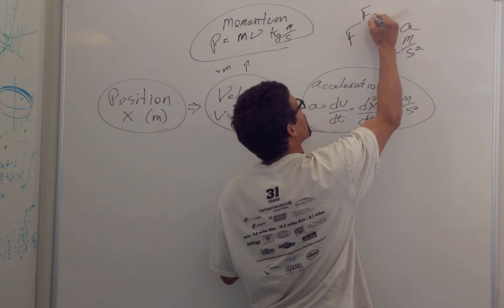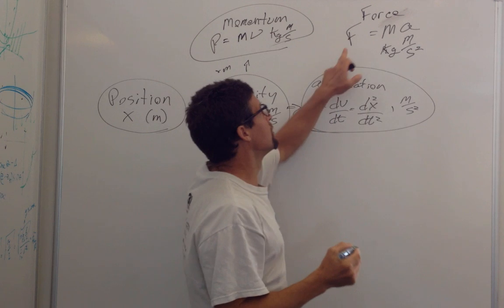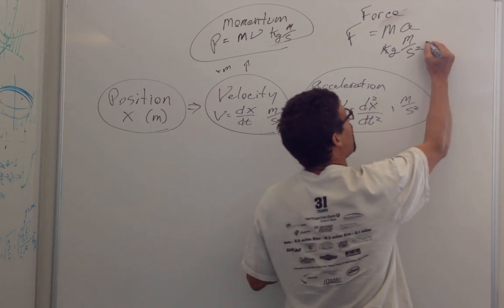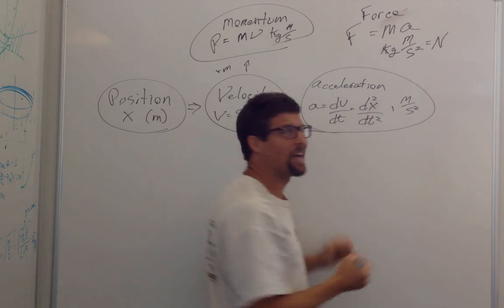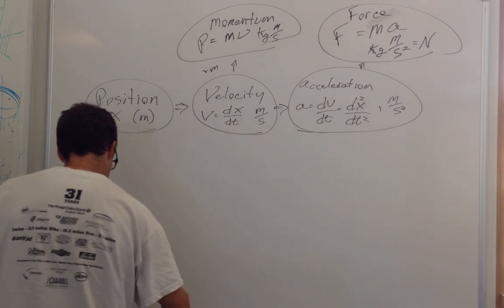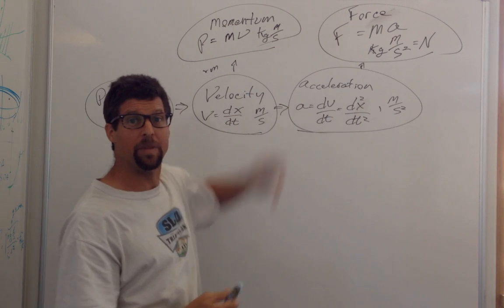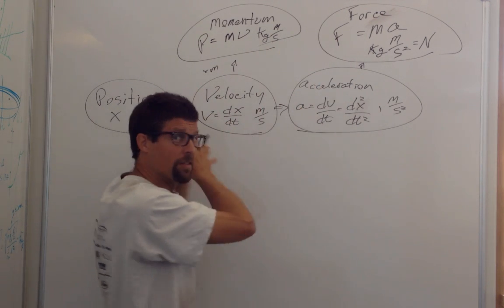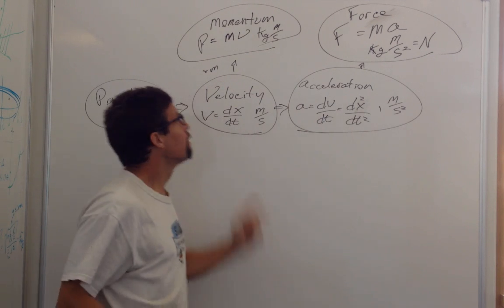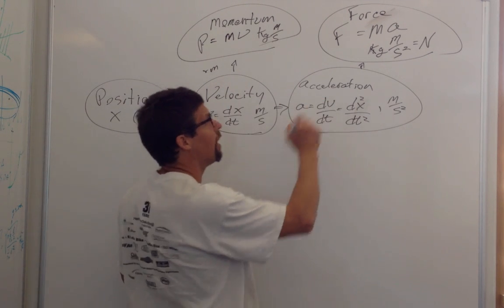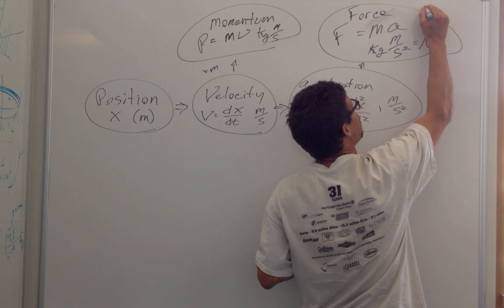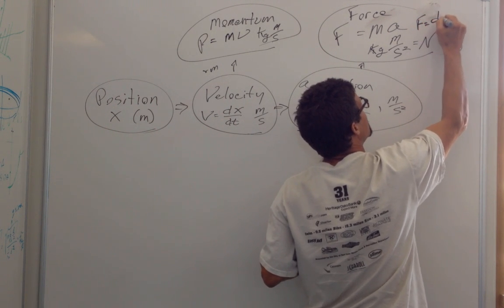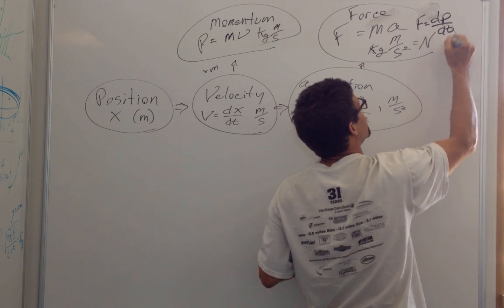So force is mass times acceleration is kilogram meters per second squared. We call this a Newton after Isaac Newton. Okay, something interesting we get from this is that force is the time derivative, this is our time derivative direction. Force is the time derivative of momentum. Is that true? Force is equal to dp dt.